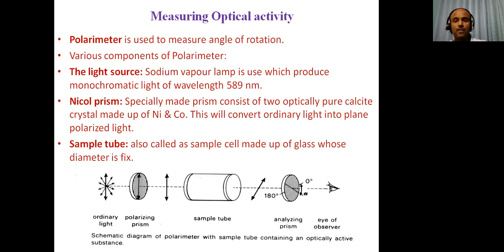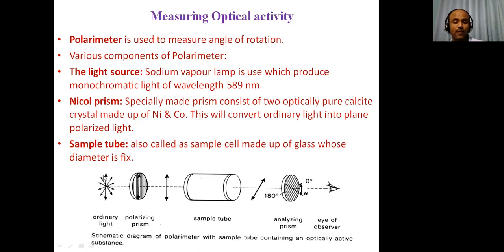Now, how is the measurement of optical activity done? An instrument is used for the measurement of optical activity, optical rotation, that is called a polarimeter. Polarimeter is used to measure the angle of rotation. Now, polarimeter consists of different components. Before that, see here, this is the schematic diagram which is used to explain the instrumentation of a typical polarimeter.